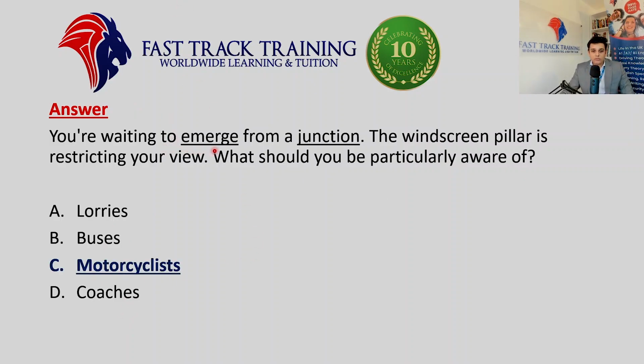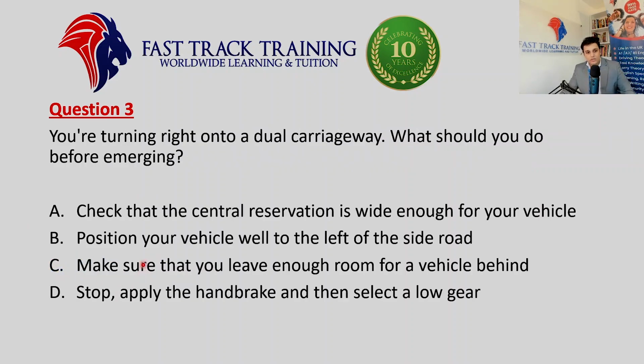So if you're waiting to emerge, it means that you're trying to leave the junction. The junction is a side road to the main road. So it's the road that connects to the main road. And motorcyclists are the smallest, so they're the easiest to get distracted by. They're the easiest to miss. So when you're coming out of a small road onto a main road, look for the smallest person. Out of all of these, pick the smallest one, whether it's a child, a pedestrian, or a motorcyclist.